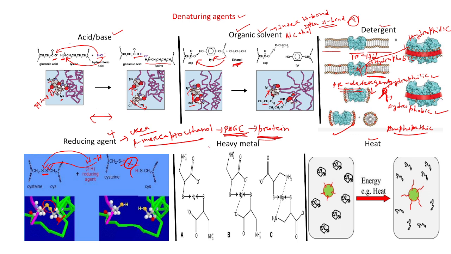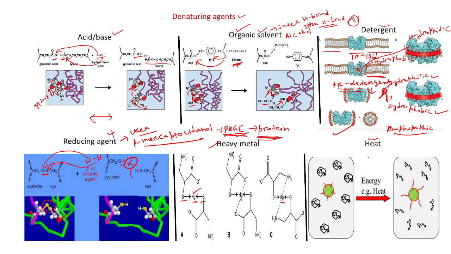Another is heavy metals, for example mercury. Mercury also disrupts the disulfide bond by entering between them. Here also they can disrupt the disulfide bond formation.